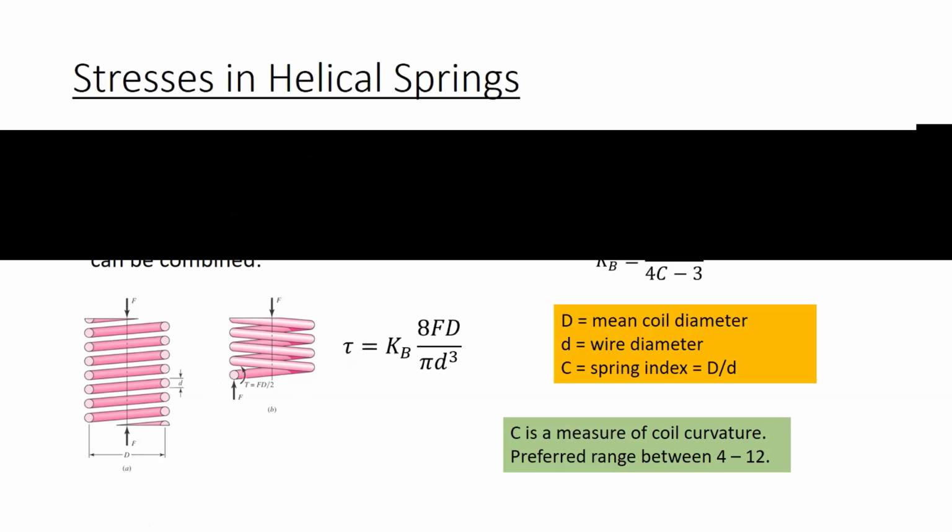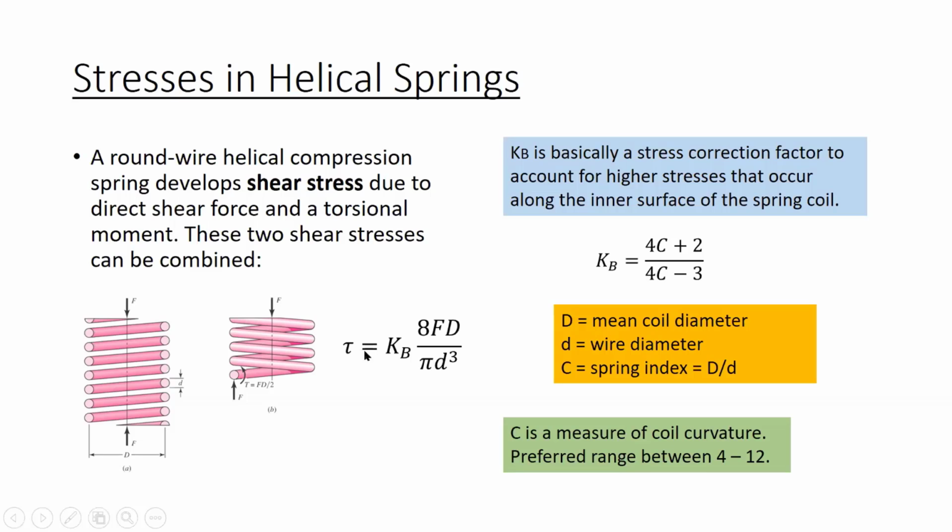I won't go into how this formula is derived, but it's tau equals Kb times 8FD over pi d cubed. And let's talk about what all these parameters are. Kb is basically a stress correction factor to account for higher stresses that occur along the inner surface of the spring coil as compared to the outer surface of the spring coil. So within Kb, there's another variable C. So C is a measure of coil curvature.